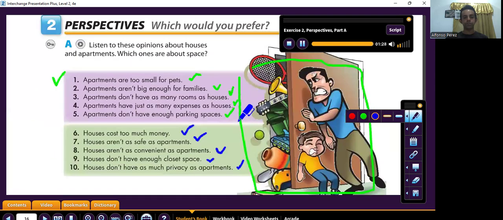Okay, very good. Which one do you agree with? Do you agree that apartments are too small for pets? Do you agree that apartments don't have enough parking space? I agree that houses aren't as safe as apartments.